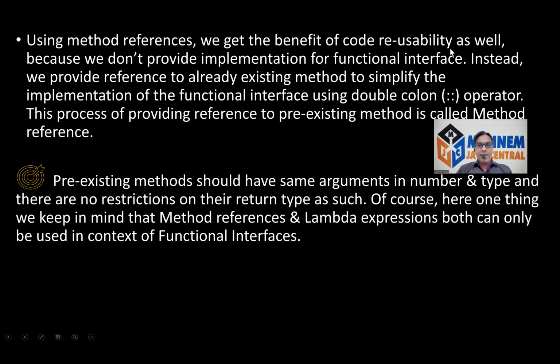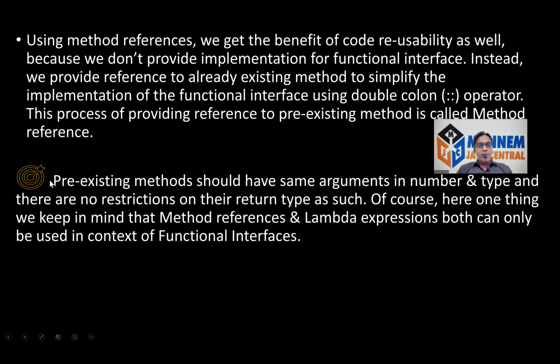Yes, we have already seen this code reusability in the previous example. Why do we get the code reusability feature? Because we don't provide the implementation to the functional interface using a lambda expression. Instead of writing a lambda expression implementation, you just write a method and reference that method in all the classes using the double colon operator. This process of providing a reference is nothing but method references in Java 8.